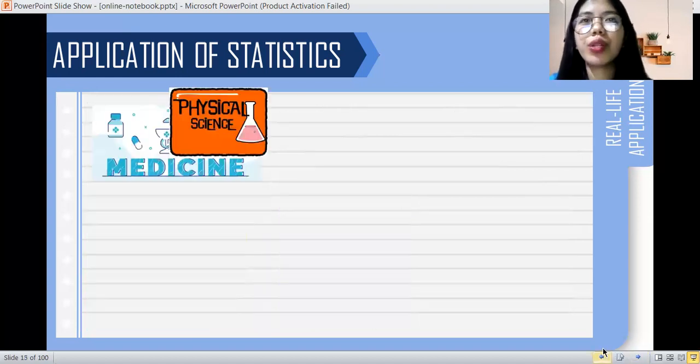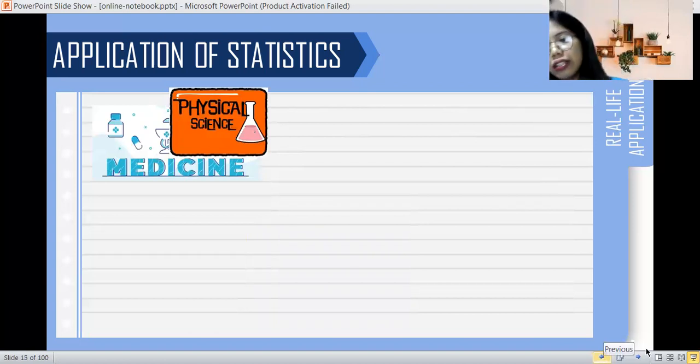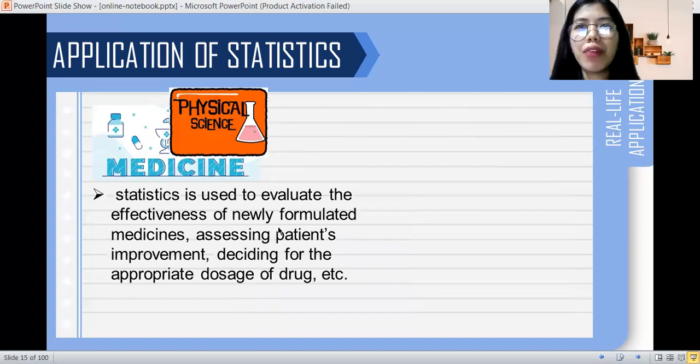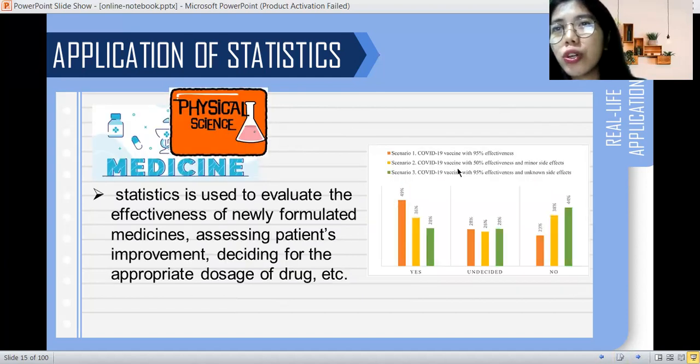Then we also have the field of medicine and physical sciences. Statistics is used to evaluate the effectiveness of newly formulated medicines, assessing patients' improvement, deciding for the appropriate dosage of drug, and etc. So through statistics, the medical practitioners, the physicists, can identify, like for example ngayon, yung etong picture na to, if yung mga vaccines ba na binibigay para labanan ang COVID-19 ay effective nga ba or not. So, nalalaman yan through the use of statistics.